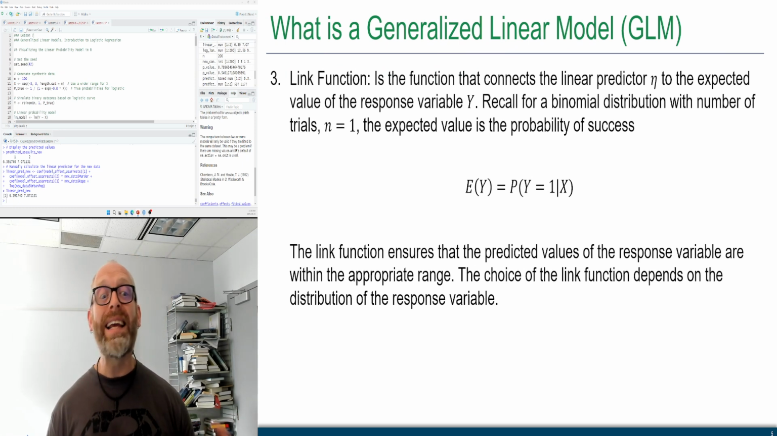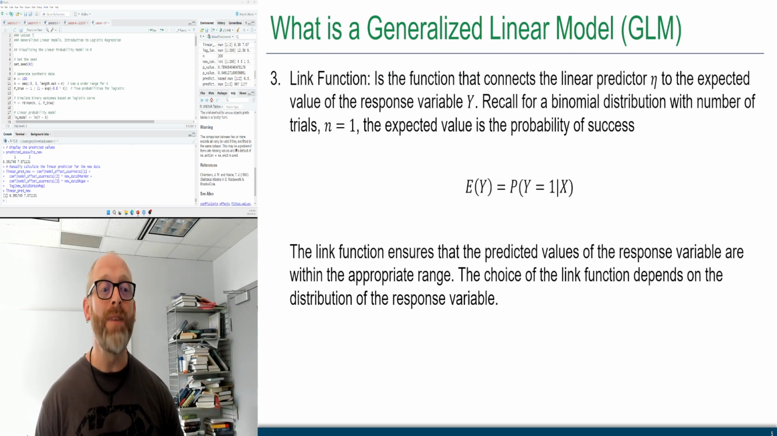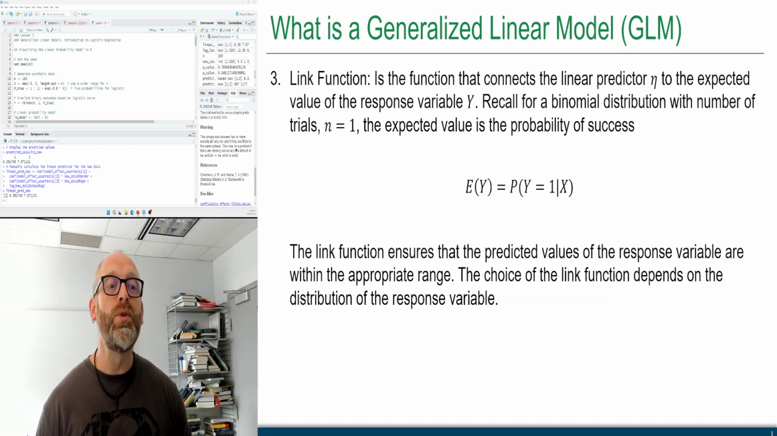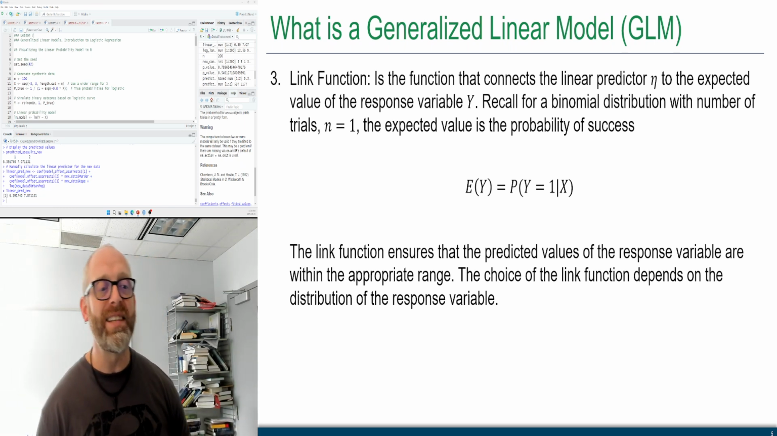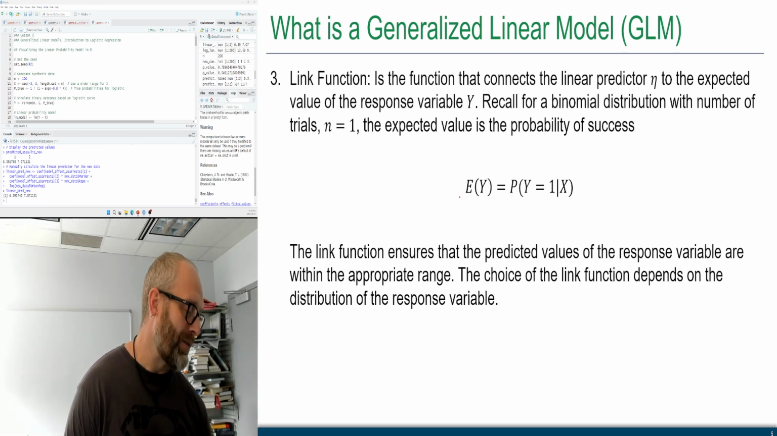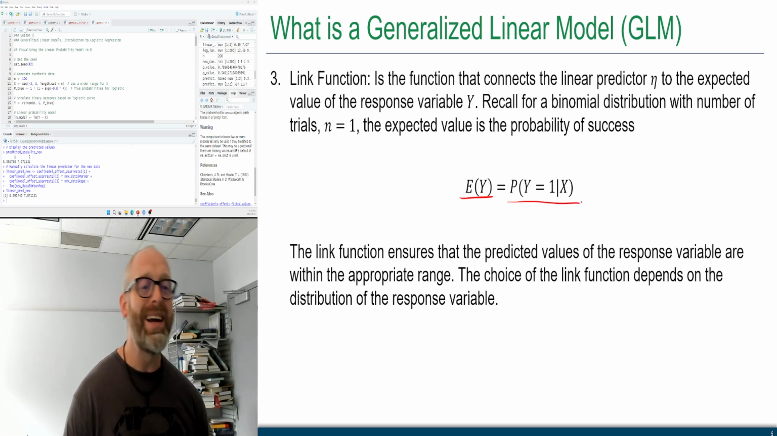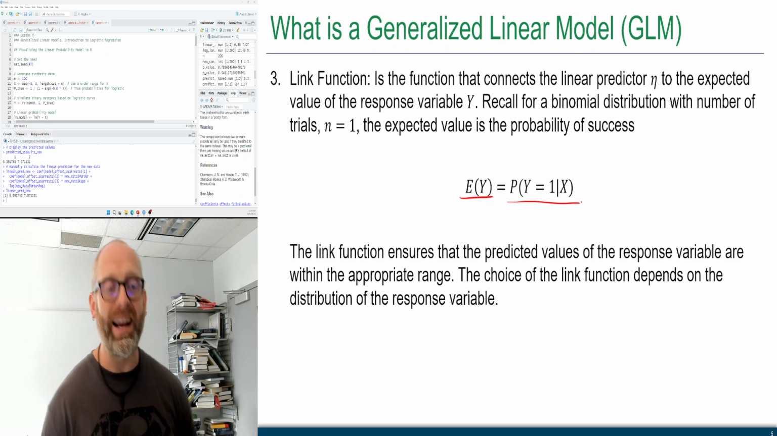And of course, how we link everything together is the link function. This is the function that connects the linear predictor eta to the expected value of the response variable y. Recall that for a binomial distribution with the number of trials being 1, that's a Bernoulli, and the expected value of y is just the probability that y is equal to 1 for a given value of x.